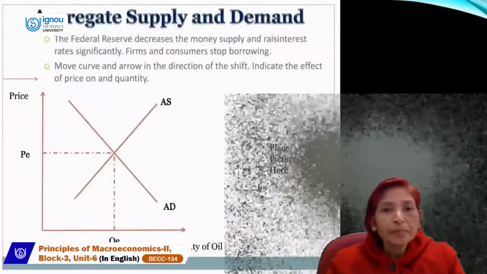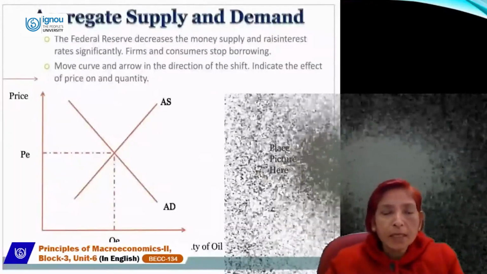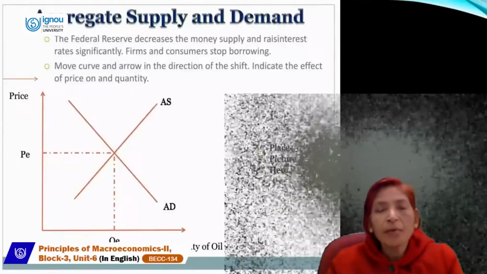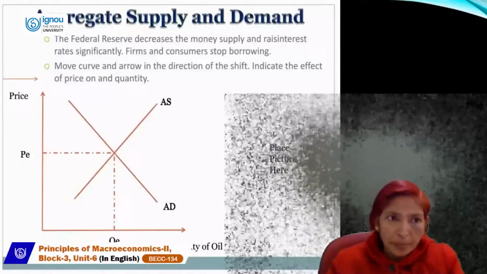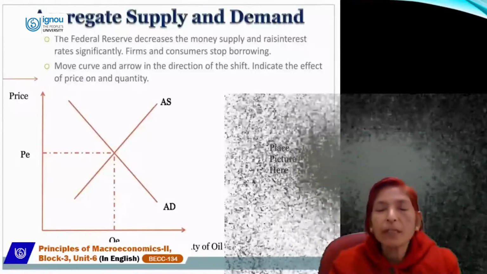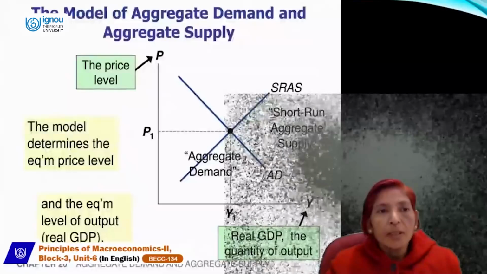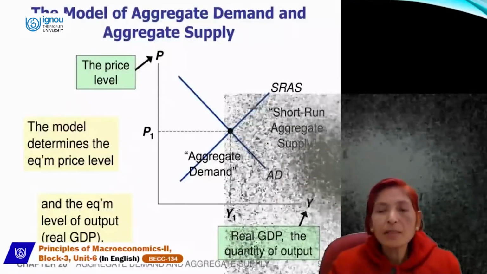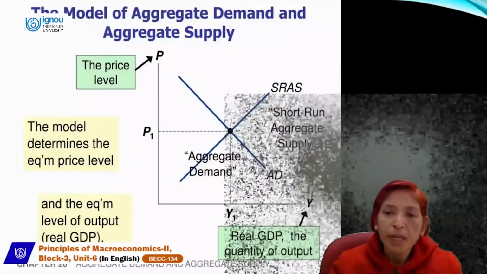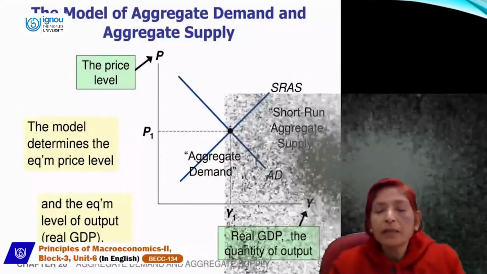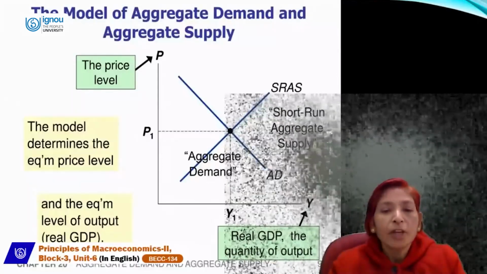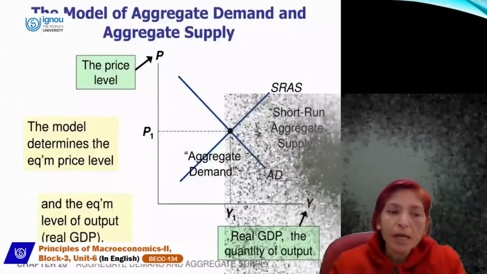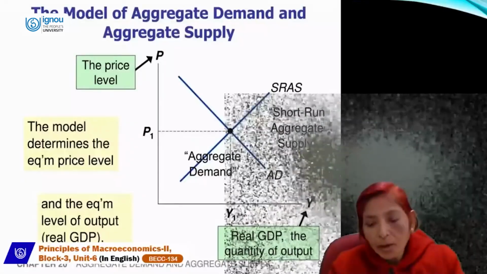Next is aggregate demand and aggregate supply, both curves, where both curves intersect each other, equilibrium price and equilibrium quantity can be determined. So this is the macroeconomic equilibrium. Next is aggregate demand and aggregate supply. This SRAS curve is the short run aggregate supply curve, and AD is the aggregate demand curve. And where both curves intersect each other, we can determine the equilibrium price and the equilibrium level of output.